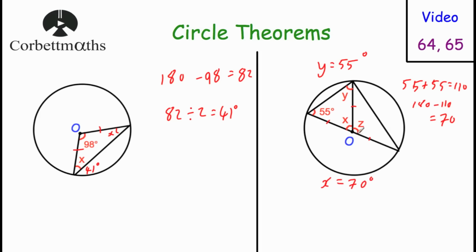And finally, because this is the diameter, we know that x and z are in a straight line. So if we do 180 minus 70, we get that z is equal to 110 degrees. And that's it. So it is useful to look out for those isosceles triangles.